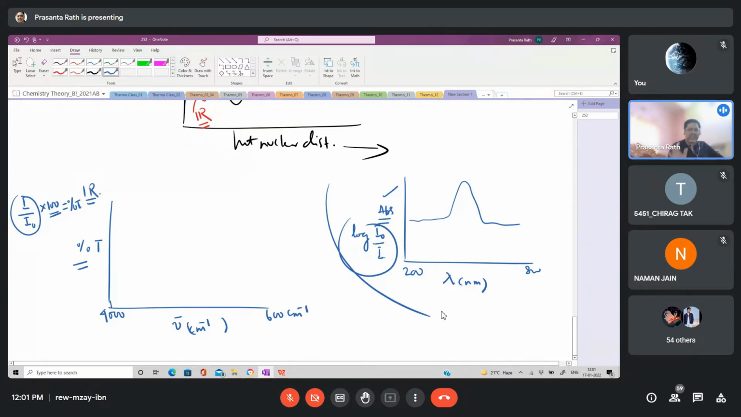उससे नीचे भी जाते हैं, 400 और उसके नीचे भी जा सकते हैं, बट नॉर्मली हम लोग 4000 to 667 या राउंड अप करके मैं 600 लिखा हूं, इसी रेंज में हम लोग आईआर स्पेक्ट्रम को कलेक्ट करते हैं. और आईआर स्पेक्ट्रम किस तरह से दिखता है देखो, normally the IR spectrum looks like this. This is just a typical IR spectrum की मैं बात कर रहा हूं.